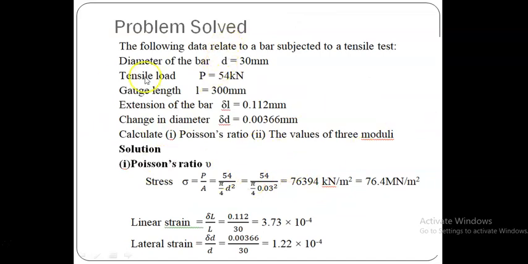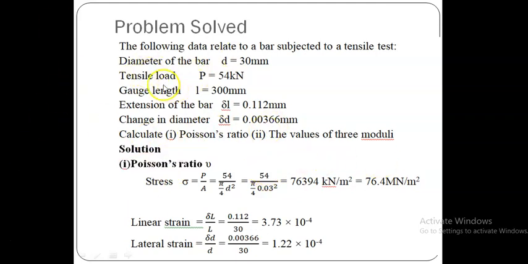Then a problem solved in this area. The following data relate to a bar subjected to a tensile test. Diameter of the bar D is equal to 30 mm. Tensile load P is equal to 54 kN. Gauge length L is equal to 300 mm. Extension of the bar del L is equal to 0.112 mm. Change in diameter del D is equal to 0.00366 mm. Then calculate the Poisson ratio and the values of the 3 moduli.